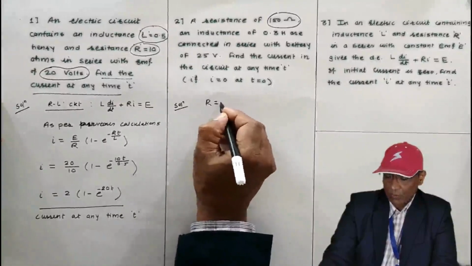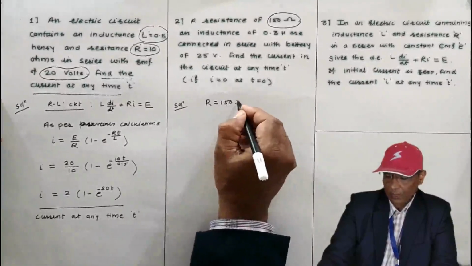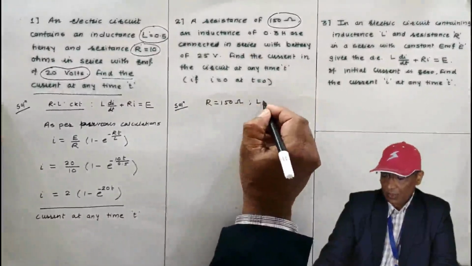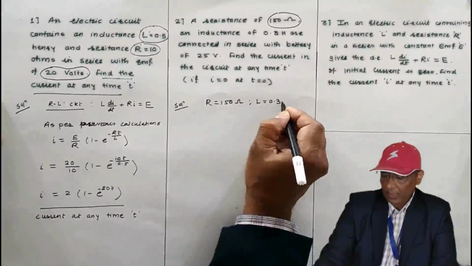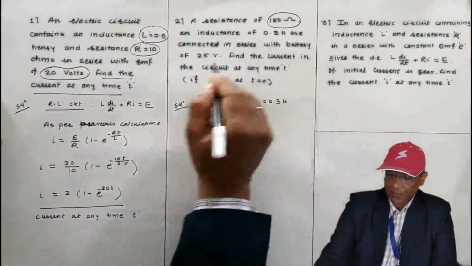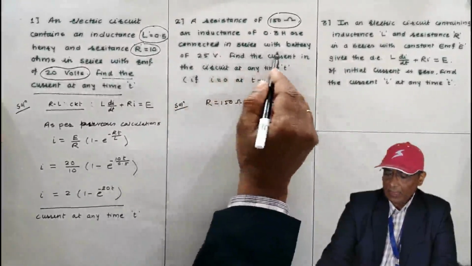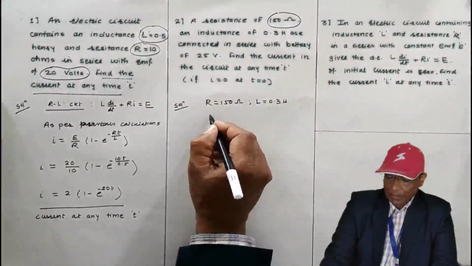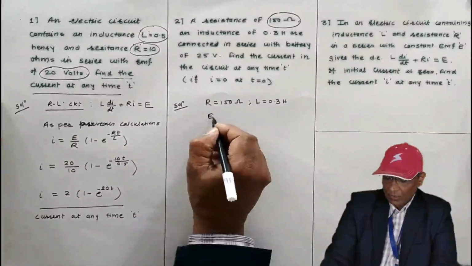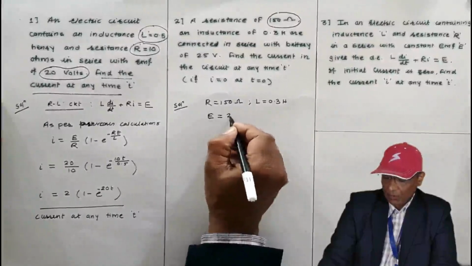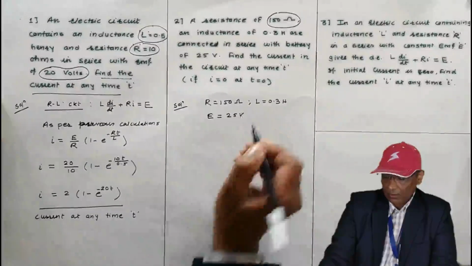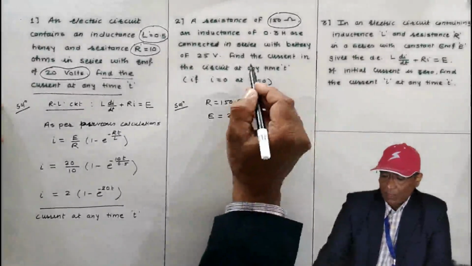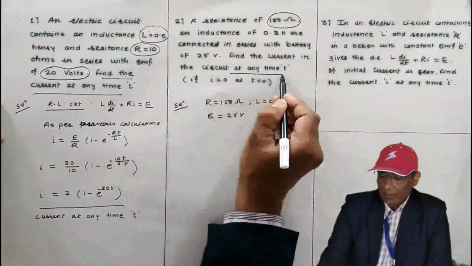Now the next problem, a resistance of 150 ohm is given. Then inductance is what? 0.3 Henry, it is also given. And connected in series with the battery, voltage is what? Total EMF drop or battery voltage is what? That is, we have denoted it by E. Therefore, I am writing 25 is battery voltage, total EMF drop. Now find the current in the circuit at time t.